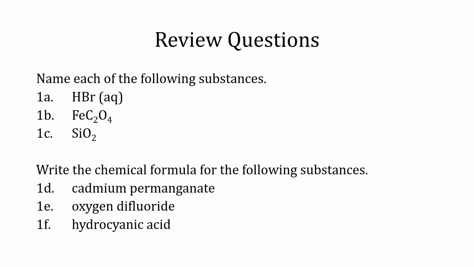Here are 2 review questions. Name each of the following substances. HBr(aq), FeC2O4, and SiO2. Write the chemical formula for the following substances. Cadmium permanganate, oxygen difluoride, and hydrocyanic acid.